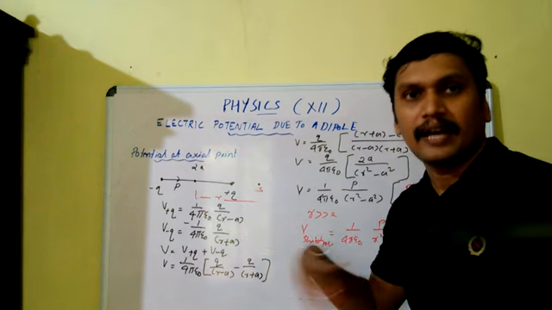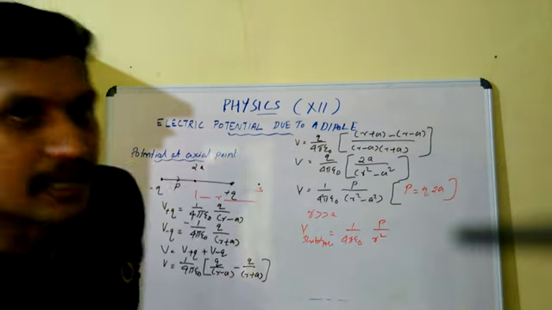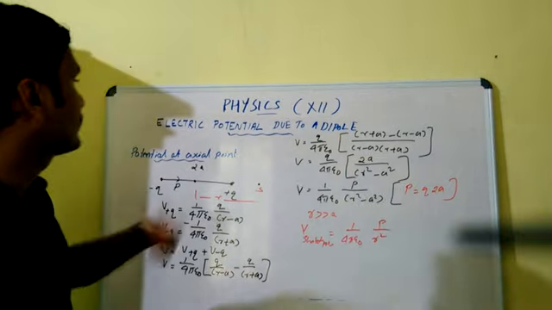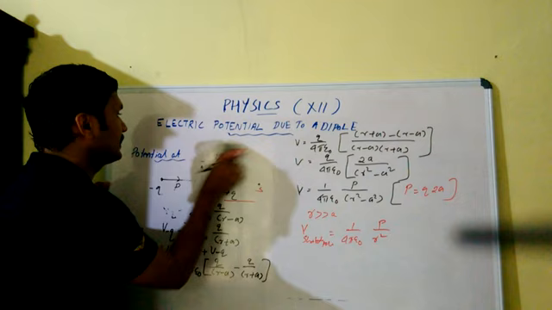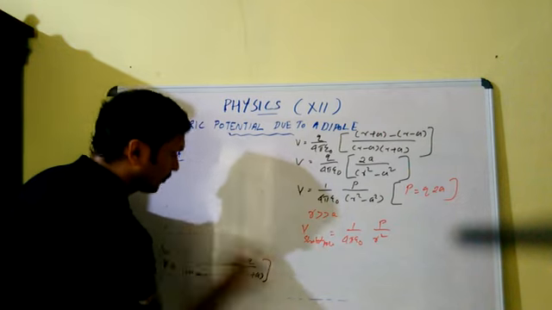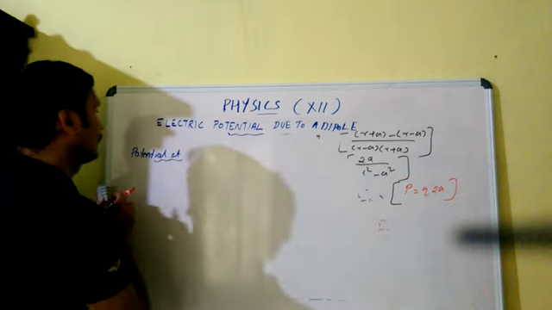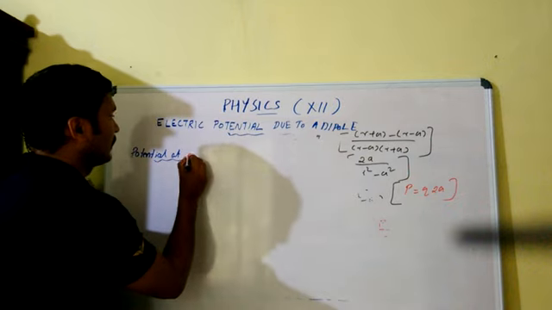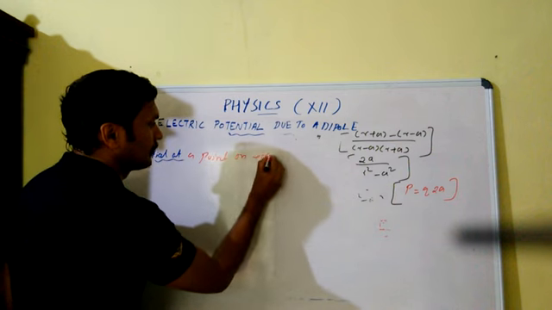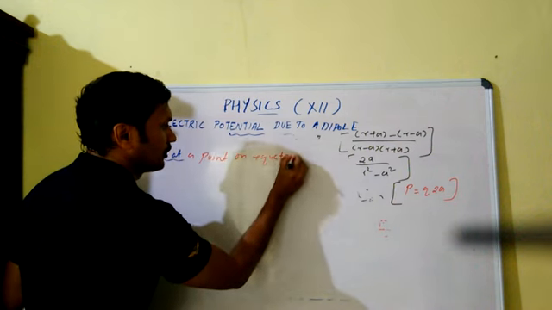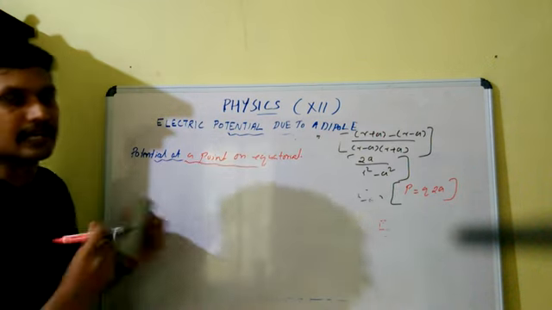Suppose instead of the axial line, you want to find the electric potential at a point on its equatorial line. Now instead of this axial point, we are taking a point on its equatorial line. Let us see what that is. For that, potential at a point on its equatorial line.